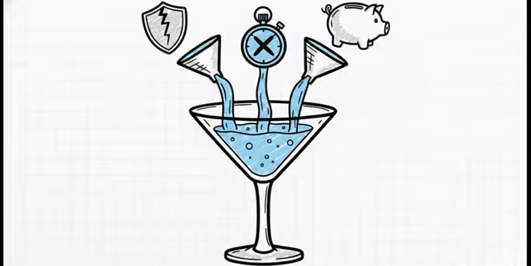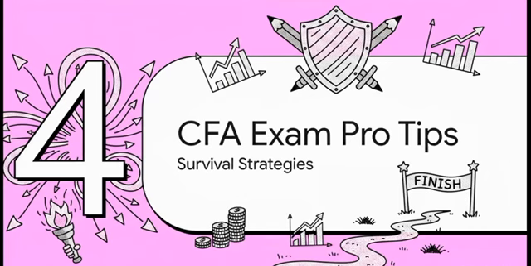Second is liquidity risk. How much is it going to cost us to exit this position quickly without having to take a massive price haircut? And finally, taxation. Certain bonds offer sweet tax advantages compared to their taxable peers, and those advantages will actually tighten or lower their spreads. Okay, Section 4, CFA exam pro tips.